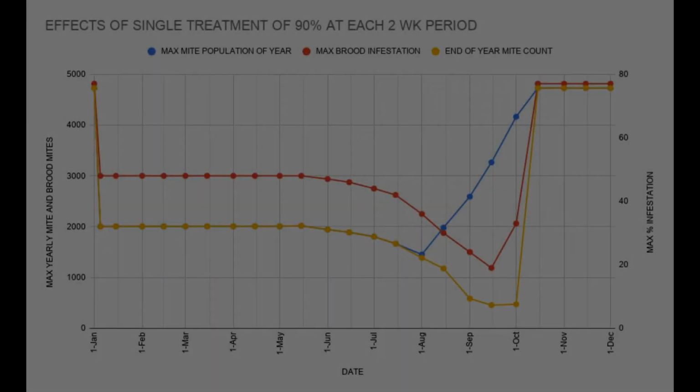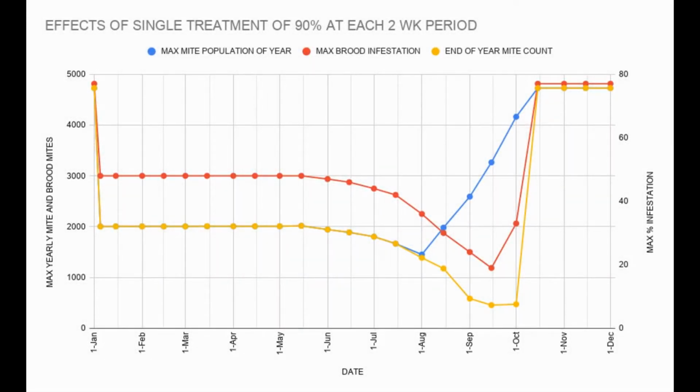So in this graph here, I've just manually written down that data from the previous exercise, and I'm showing it in a slightly different format. So pick any particular day, let's say period, May 1st. What I'm showing there is that if you treat it on May 1st, your end of year mite count, that's the yellow, would be in the range of 2,000. And also in this case, because the blue line's echoing that, the maximum mite population would also be 2,000 if you chose that date. Your maximum brood infestation would be this percentage over here, close to 50% if you chose that date.